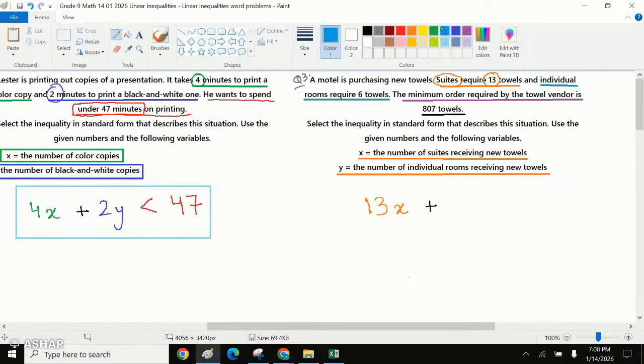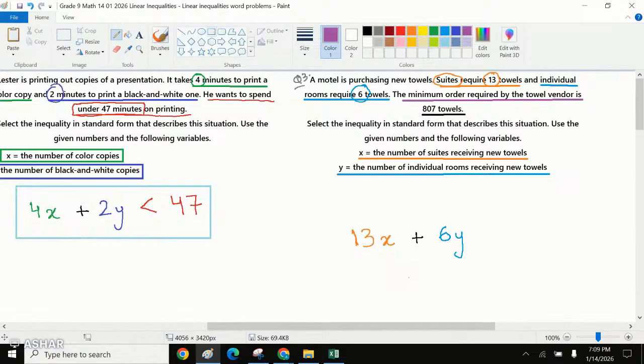Plus the second part we had was y. Y was the number of individual rooms. Individual rooms required 6 towels, right? That means 6 towels per room. Agreed? Do we agree on this? 13 towels per suite and 6 towels per room, right?